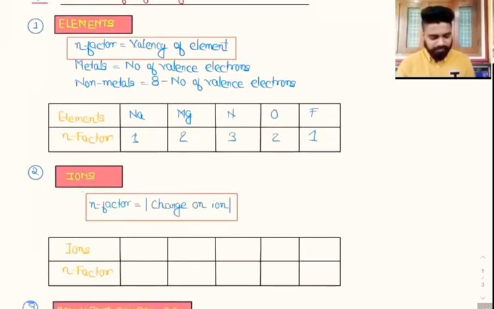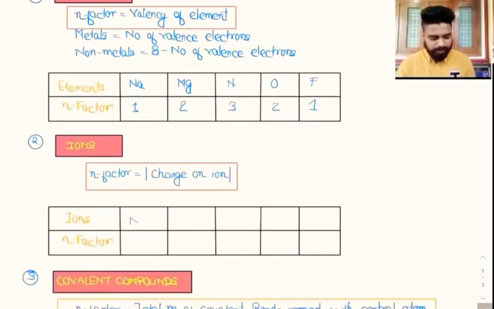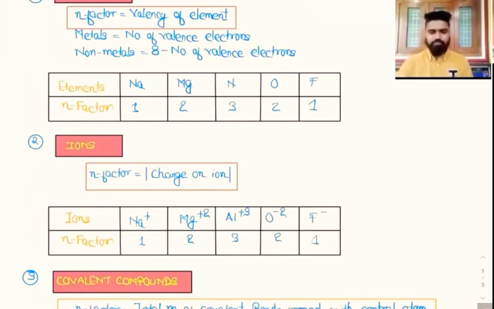Let's suppose we have Na+, then the n factor will be 1. Let's suppose we have Mg2+, the n factor will be 2. Let's suppose we have Al3+, n factor will be 3. Let's suppose we have O2-, n factor will be 2. Let's suppose we have F-, n factor will be equal to 1. This is about the calculation of n factor for ions.